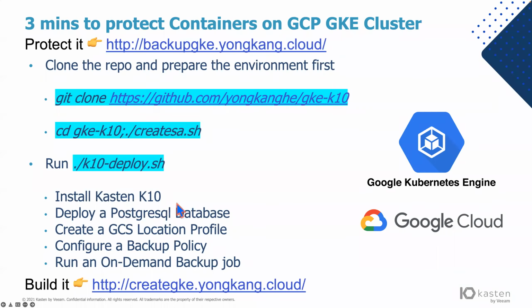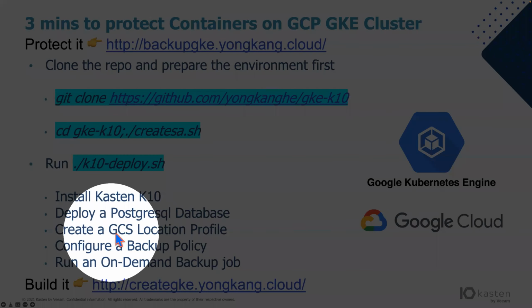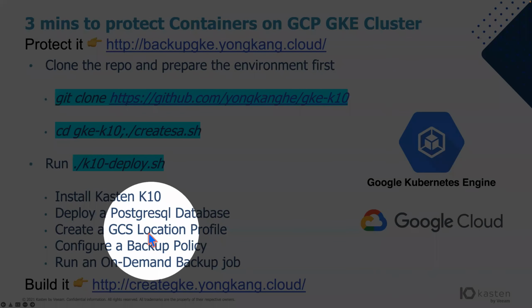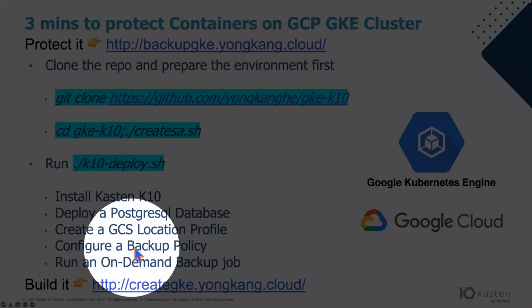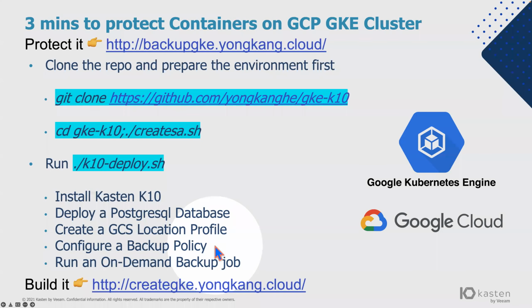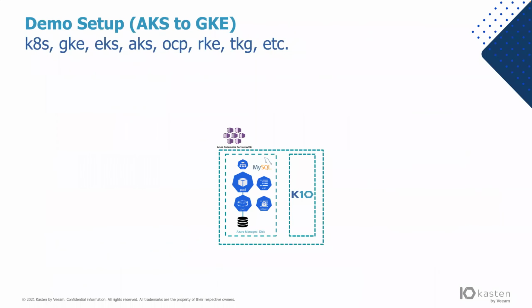We will install Kasten K10 first, and then we will deploy a PostgreSQL database. We will create a Google Cloud storage location profile. We will configure a backup policy. We will run on-demand backup jobs. All of these in 3 minutes. Typically less than 3 minutes, sometimes it could be a little bit more. So while we're doing this, I might just walk you through a little bit more here.